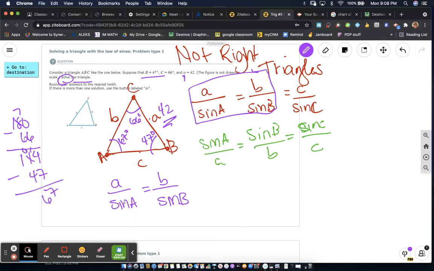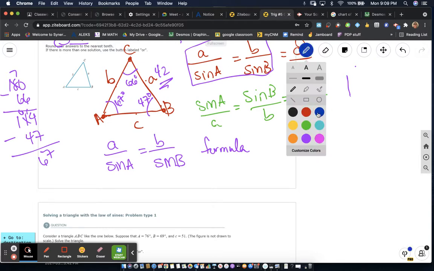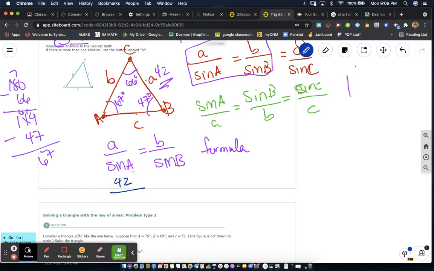All right, so now you substitute. So remember, formula, substitution. Okay, I'm going to go ahead and move this up. Hang on. Okay, now we're going to do substitution. Make sure you write down this law of sines. It's part of just doing good notes. Now we're going to plug in. What is little a? a is 42. What is capital A? 67.